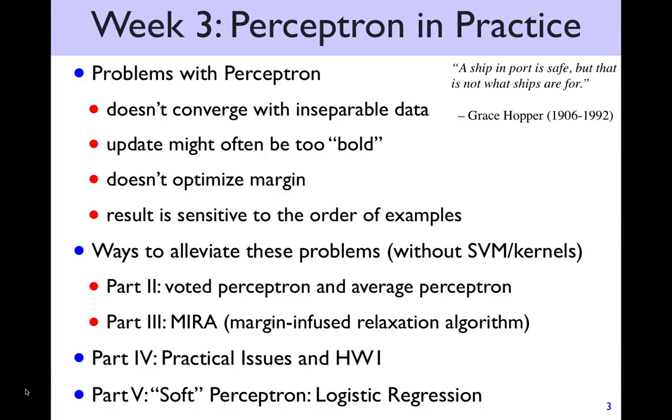And part 5, the last part, is kind of an optional module, which will be talking about logistic regression, which is deeply connected to perceptron, very similar to perceptron, but just softer. So perceptron can be viewed as a hard version of logistic regression, and logistic regression can be viewed as a kind of soft version of perceptron.